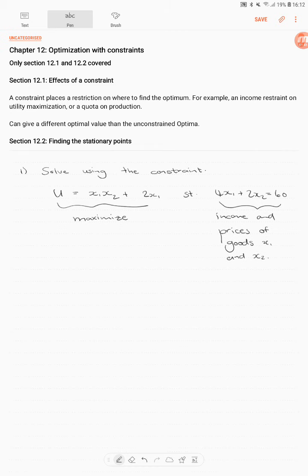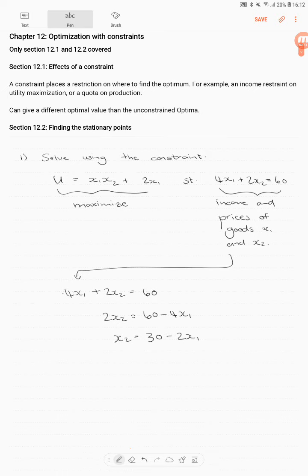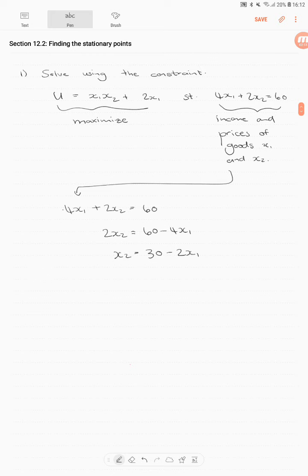We use the constraint and solve for x2. From this, we know 4x1 plus 2x2 is equal to 60. That means 2x2 is equal to 60 minus 4x1. So x2 is equal to 30 minus 2x1. We now replace x2 into our utility function. That is x1 times (30 minus 2x1) plus 2x1, which is 30x1 minus 2x1 squared plus 2x1.